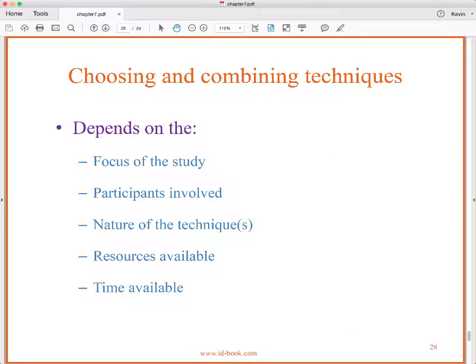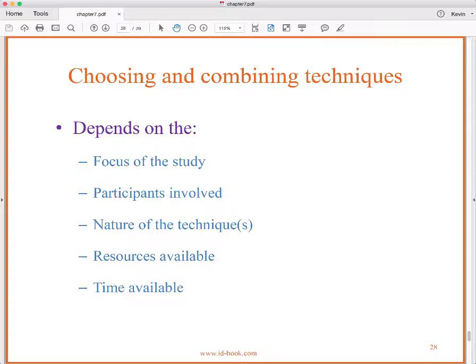Now, how do we pick the techniques that we're going to use and combine them? Very carefully, right? It's going to depend on what the focus of the study is. What do we want to find out? What are we willing to pay for? Ideally, we're going to change our behavior on the basis of what we find out. So how much change are we willing to do, and how much money and time are we willing to pay in order to get the information to do that? So we probably know that up front, okay?